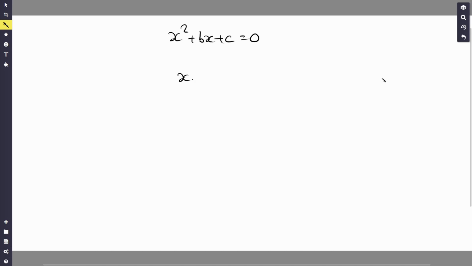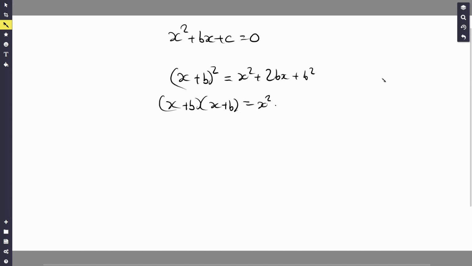Okay, so I'm going to start with x plus b squared, and that equals x squared plus 2bx plus b squared. And if you don't believe me, I will do the little method I did earlier on in the video to multiply out brackets. x times x is x squared, x times b is bx, b times x is bx, and b times b is b squared. You simplify that, you get x squared plus 2bx plus b squared. Okay, so now we've got that.